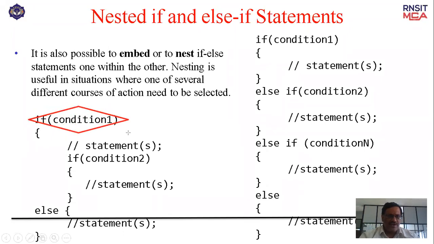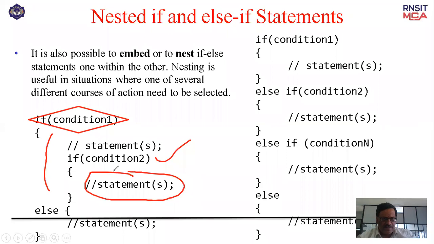You give an if condition, and if this condition is true, then it has to pass through another condition. If both conditions are satisfied, only then is this statement going to work. That is, condition 1 and condition 2 both should be satisfied. This is what you call a nested if statement. One if statement is present inside another if statement.